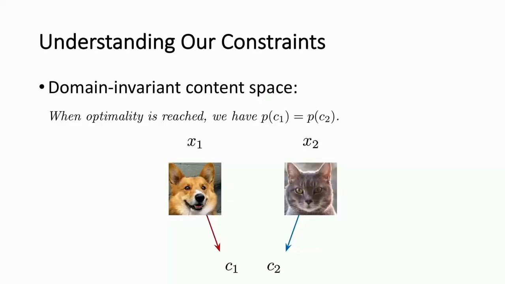So here are several results. Here we show that if we train our model until optimality, the content code is domain invariant, which means the content code PC1 and PC2 have the same distribution. So it captures the commonalities between the two domains.